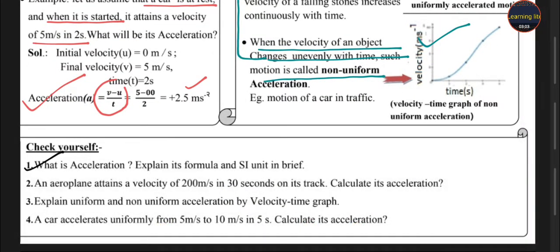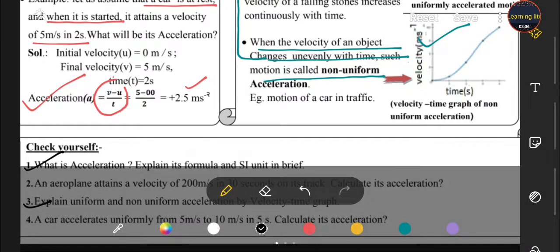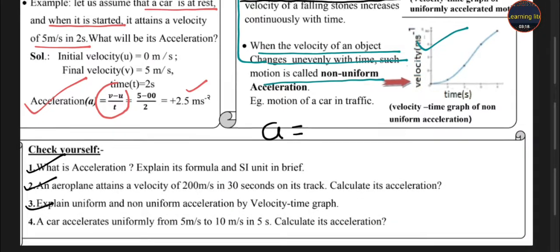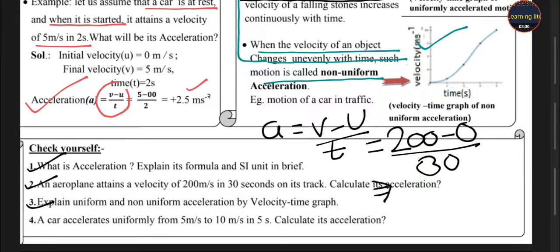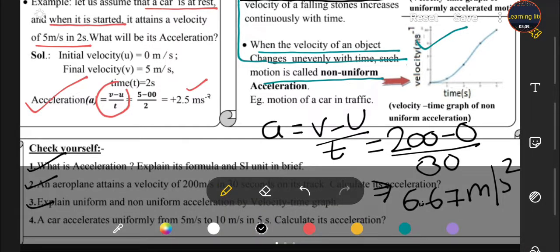Check yourself. First question we did. Third question we already did. Now we have to do the second question. An aeroplane attains 200. Initially it is at rest, so we have to find the acceleration. Formula is v minus u upon t. V is 200, initially u is 0, it is at rest, and time is 30 seconds. So what is the acceleration? That is 6.67 meter per second square. Okay, students, this is the answer of your second question, because initially the aeroplane is at rest.